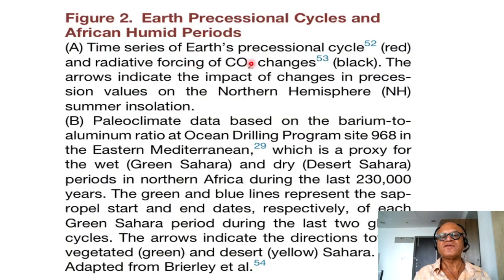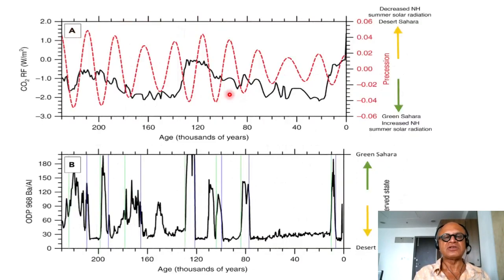We look at time series of Earth's precessional cycle, which we can compute very well, Milankovitch cycles in the red, and radiative forcing of CO2 changes associated with these because of glacial-deglacial cycles, and the drawdown of CO2, or drop in CO2, during a glacial and release during the interglacial. The arrows indicate the impact of changes in precession values on the northern hemisphere summer insolation. So let's look at that here. Here's the radiative forcing of CO2, additional energy trapped when CO2 goes up, and the other way.